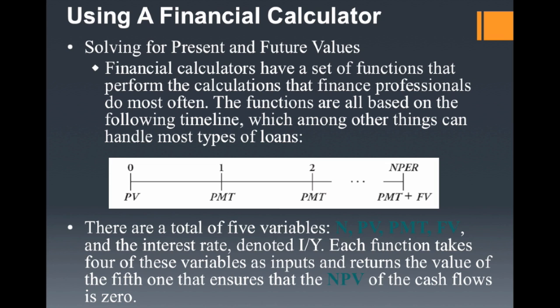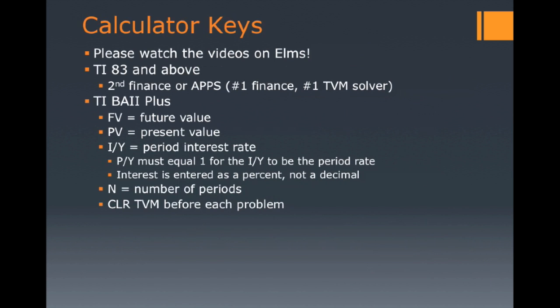Please watch the videos on Elm about the calculators. Most of you are probably going to be using the TI-83 or above. To do time value of money problems, you use Second Finance or APPS, number 1 Finance, number 1 Time Value of Money Solver, or some of you may be using the TI-BA II Plus. Also, along with your textbook and with the MyFinanceLab materials is a calculator app that you can download, that we've talked about at the beginning of the course. You can also use that.